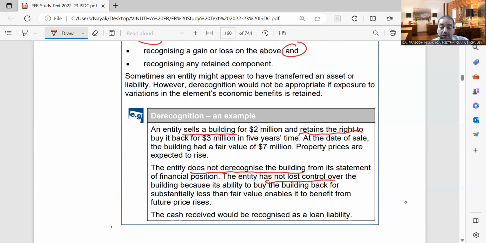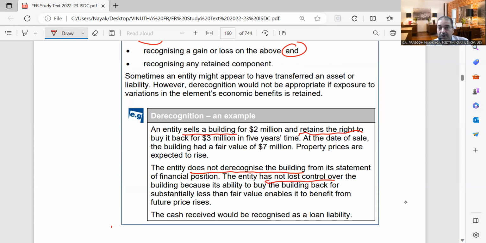Okay, but the time period is also given, 5 years. On the date of sale, the building had a fair value of $7 million. Property prices are expected to rise. Now, the first thing is that you have sold the building, so you have lost ownership of it. Because when you sell a building, you lose the legal title. You have transferred the legal title to the customer.